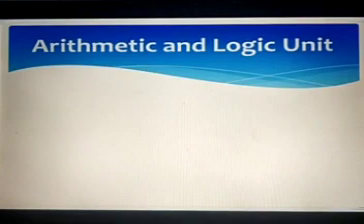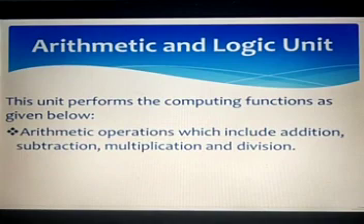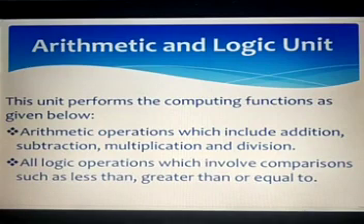Now let's discuss the Arithmetic and Logic Unit. This unit performs the following functions. The first one, arithmetic operations, which include addition, subtraction, multiplication and division. Then logic operations, which involve comparison such as less than, greater than, or equal to, less than or greater than, less than equal to, greater than equal to. The results of these operations are stored in register or in memory or sent to output devices.